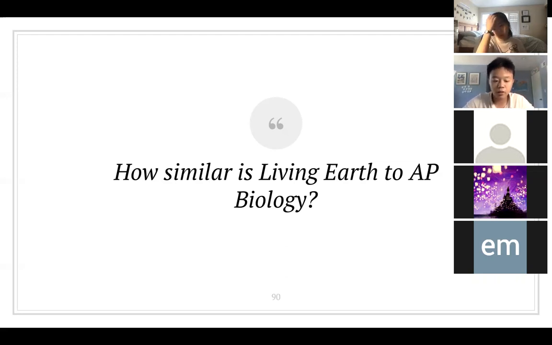Plus, Living Earth covers, I guess, topics that are maybe even more broad than AP Bio, just not as deep. For example, I remember learning a lot more ecology in Living Earth as compared to AP Bio. We'd learn about plate tectonics and we'd learn about erosion and different types of rocks and things like that. And yeah, so these are pretty different classes.